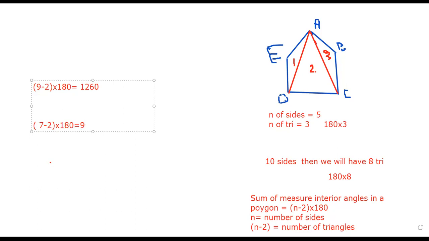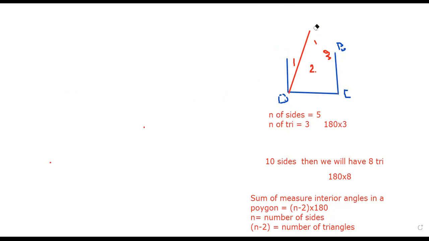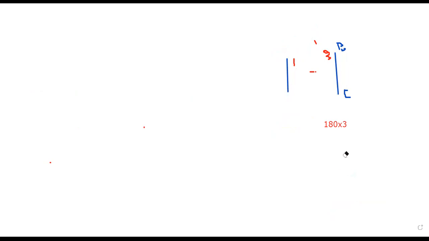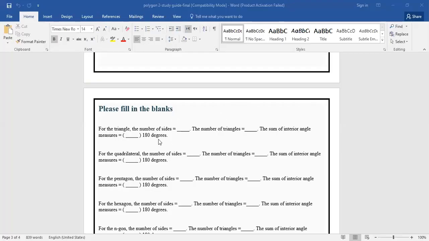So this rule, we can use it to calculate what? The sum of measures of interior angles in any polygon, which equals n minus 2 times 180. Again, this rule we use it to calculate interior angles in any polygon.